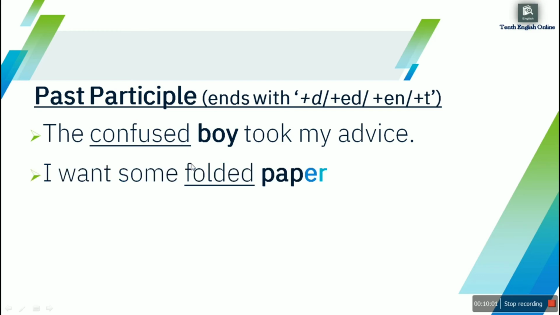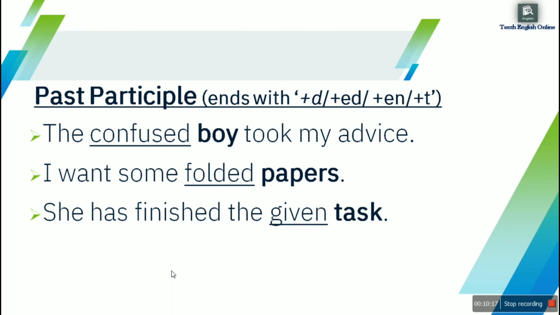Again, this is also ending with plus ed, and this is used before the noun. So it is called what? It is acting as an adjective. So it is called what? Participle in past form. Third example, she has finished the given task. Once again, given is the past participle. It is placed before the noun and acting as an adjective.